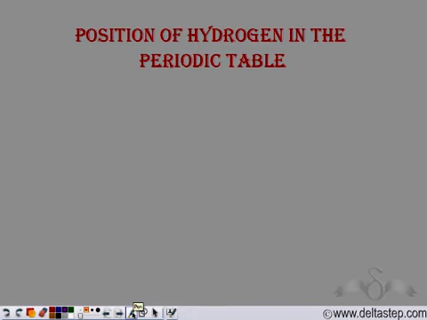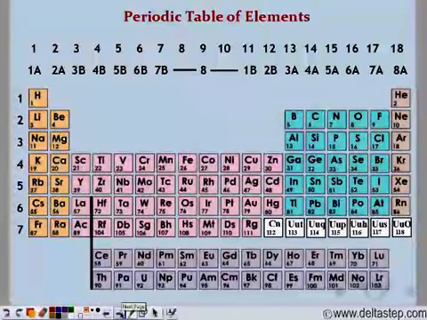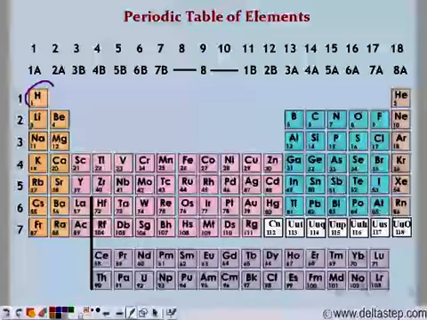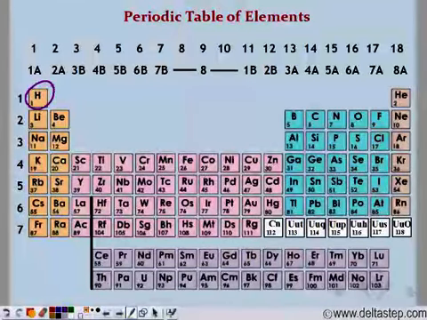Let's look at the position of hydrogen in the periodic table. Hydrogen is placed in group 1. You will see that hydrogen is placed in group 1 of the periodic table. But the position of hydrogen in the periodic table is contradictory.